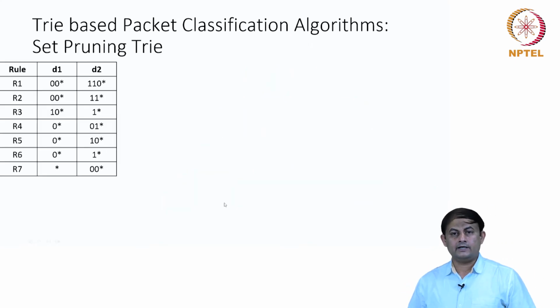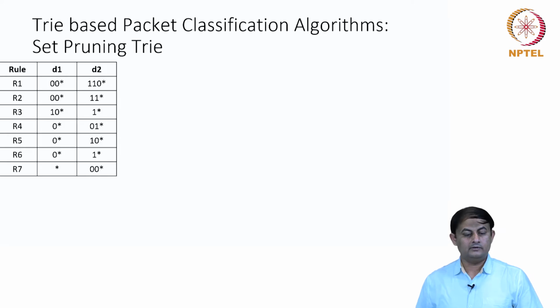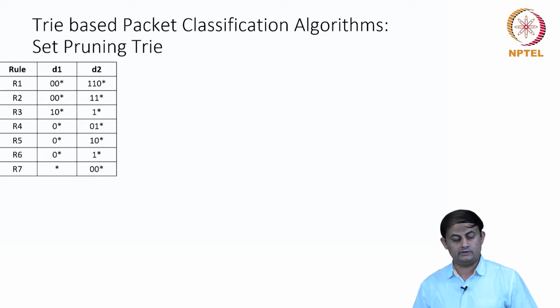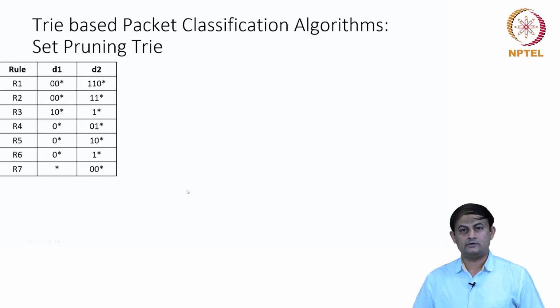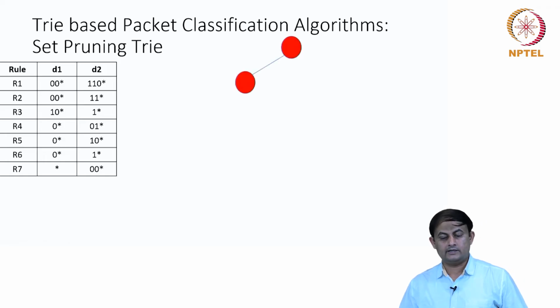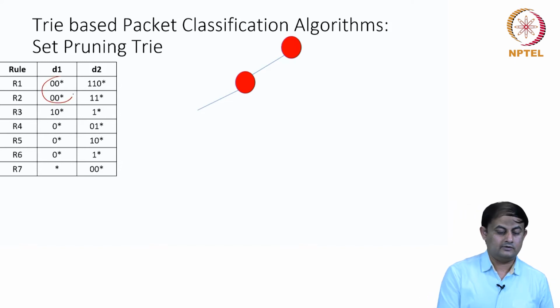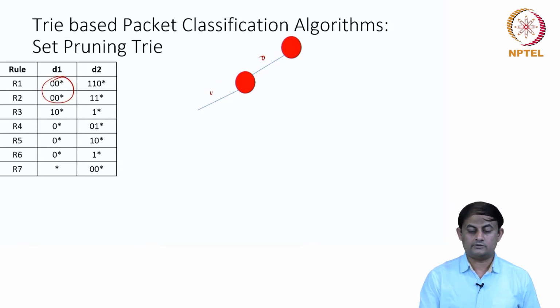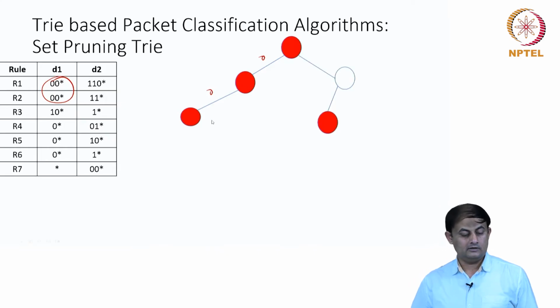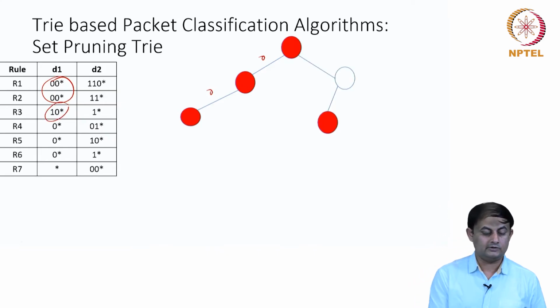So let's quickly take a look at another example. This is a classifier with 7 rules, R1 to R7, and again there are 2 dimensions. As usual, the construction starts with the first dimension and then I go further. Here I am directly constructing the set prune trie. So the first unique prefix is 0 0 star. This is the path for 0 0 star, and then you have 1 0 star.